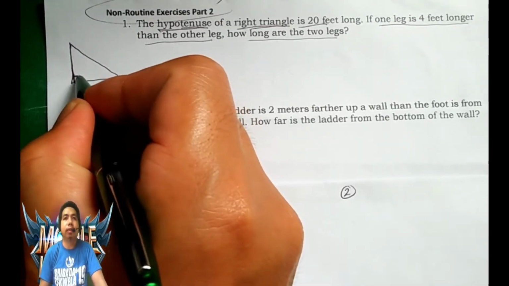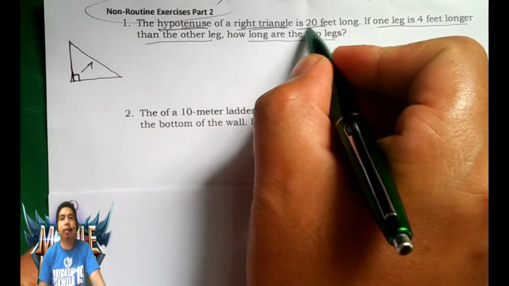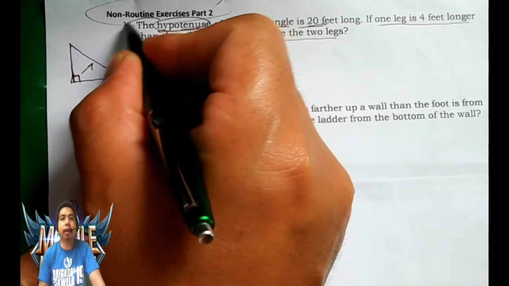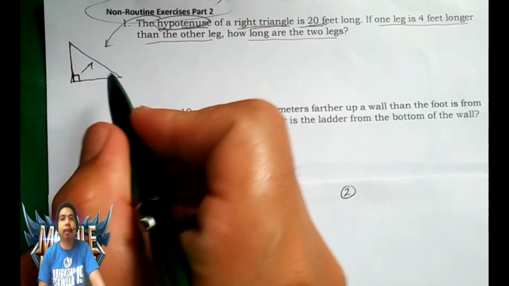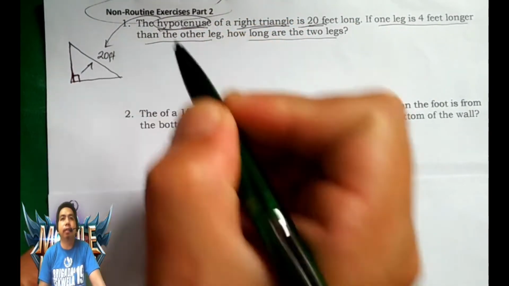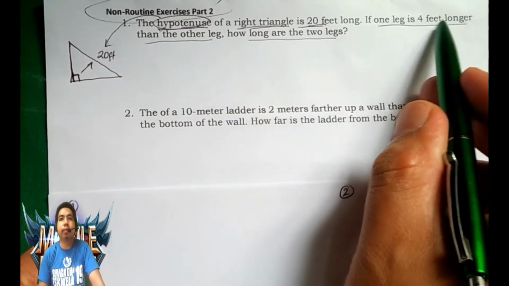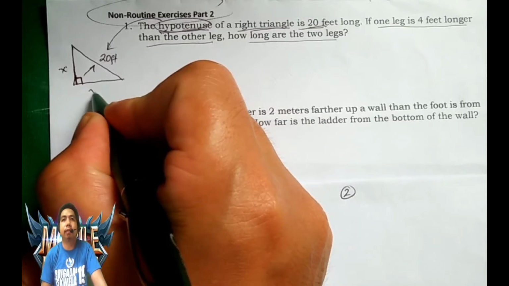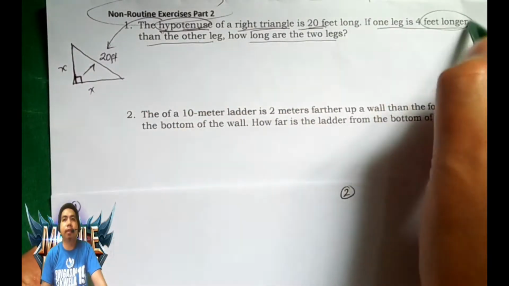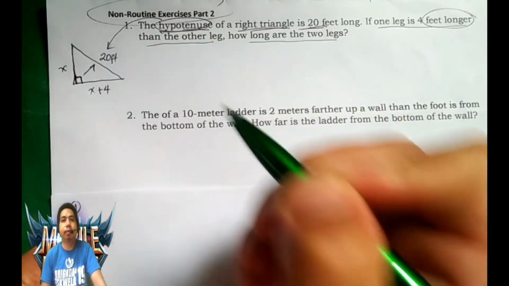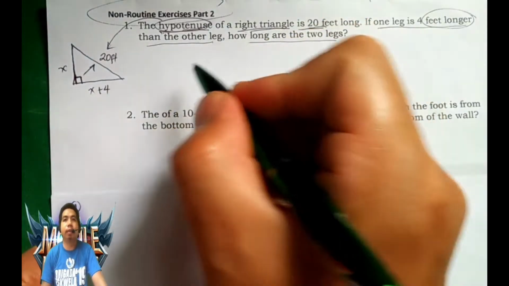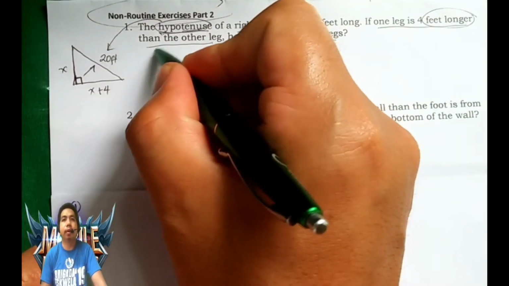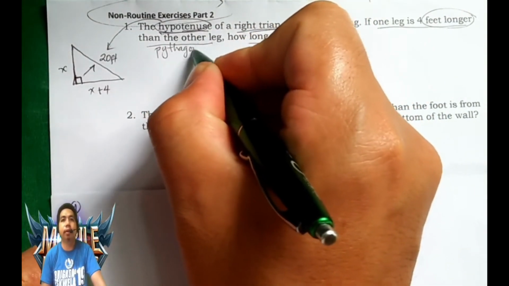So, take note, since that is a right triangle, that is a triangle with one right angle. So, ang opposite ng ating right angle, ang tawag natin dyan sa side na yan ay hypotenuse. Ang sabi dyan, that is 20 feet. Then, if one leg is 4 feet longer than the other leg, so let's say this is our leg, then we have that is the other leg, then means yung isang leg daw ay mas mahaba ng 4 feet. So, we have x plus 4. We represent one leg as x plus 4 kasi mas mahaba siya.